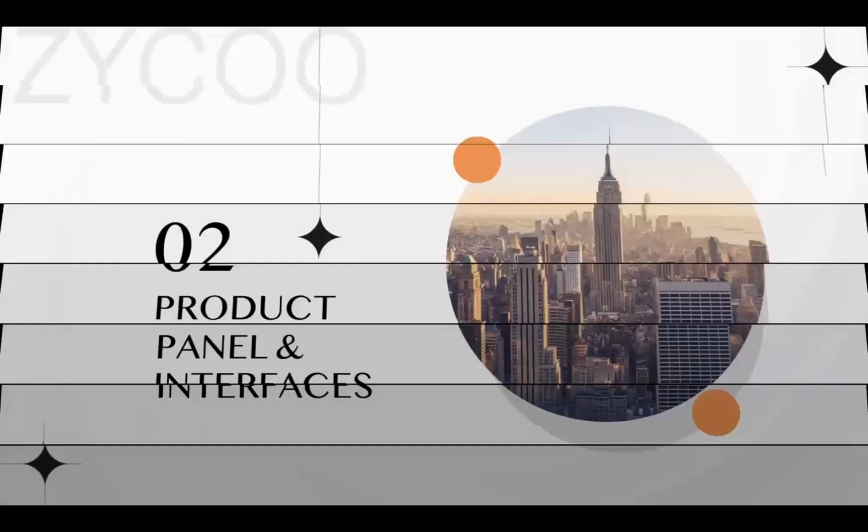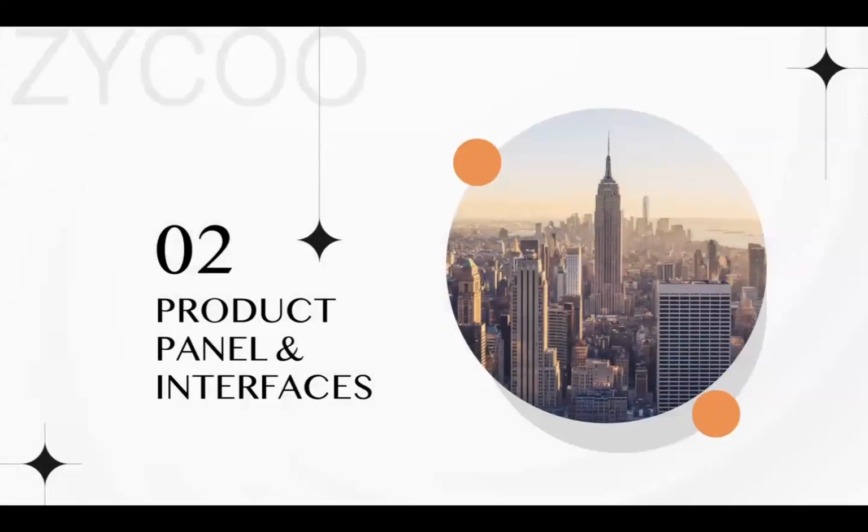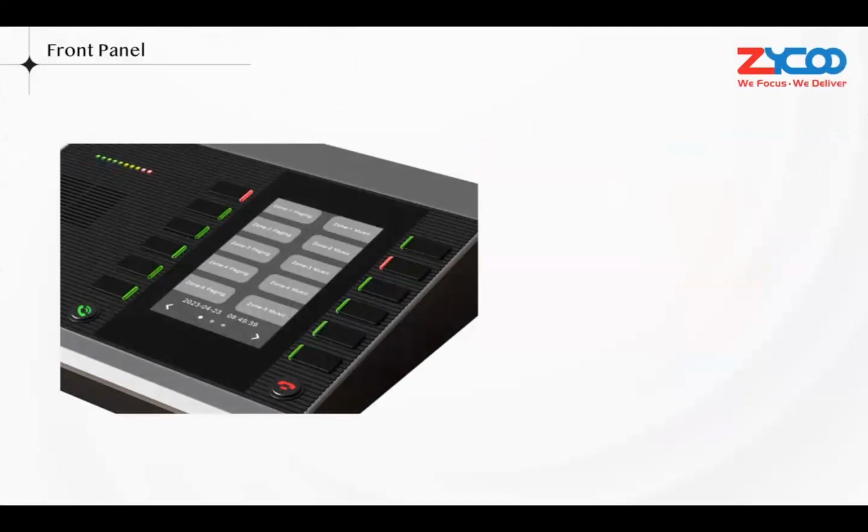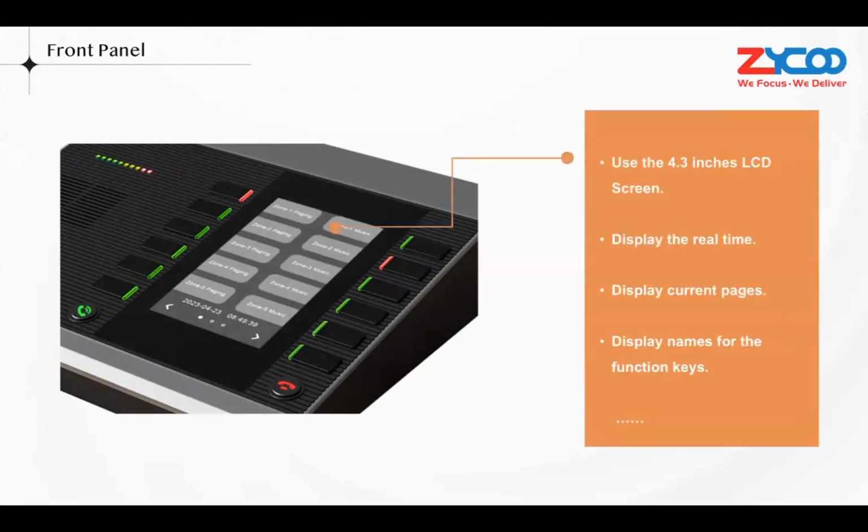Okay, let's continue. Next, let's take a closer look at the M100's front panel and interfaces, which play a key role in interaction. This is the front panel of our M100. It features a 4.3-inch LCD screen on the right side. This screen serves as a central hub for information display, providing users with some essential feedback.